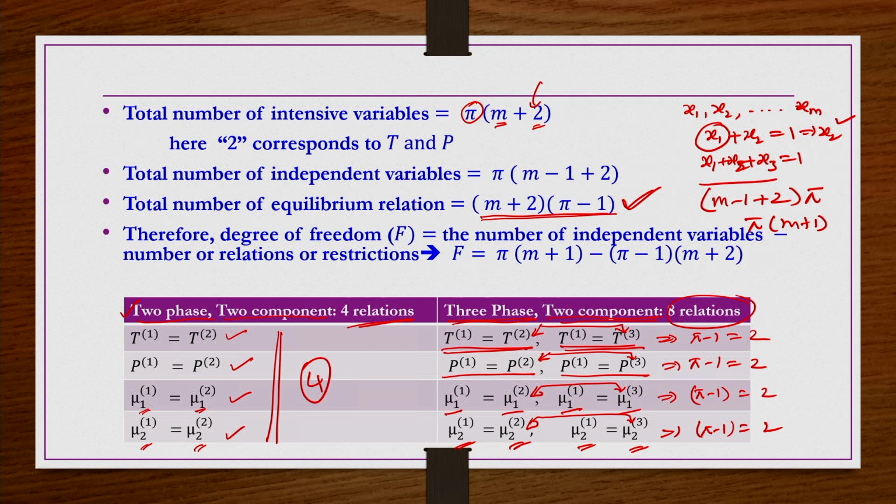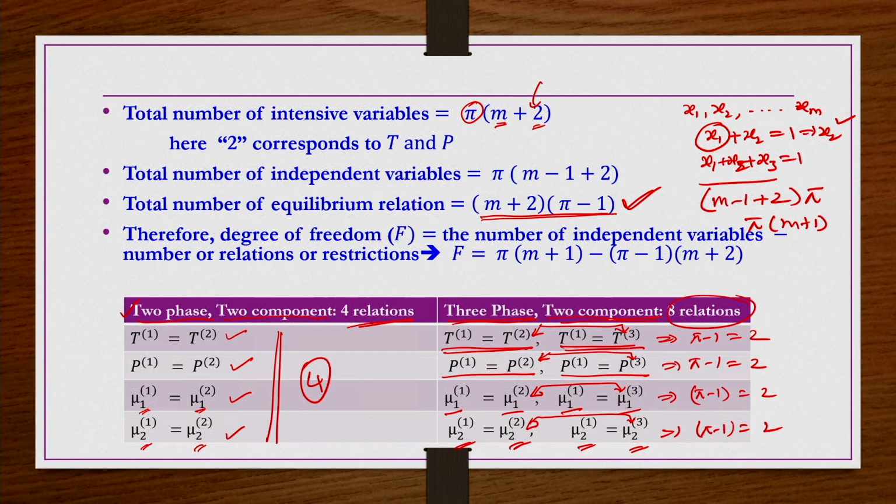We have already seen pi multiplied by m plus 1 is the number of independent variables, that is the total independent variables, and then the number of relations we have seen is m plus 2 multiplied by pi minus 1. So, if you subtract these 2 quantities, you will get degrees of freedom. So, that comes out to be f is equal to m minus pi plus 2. This is nothing but Gibbs phase rule, right. It gives information on the minimum number of intensive variables that should be fixed in order to fix the state of equilibrium for the given system.